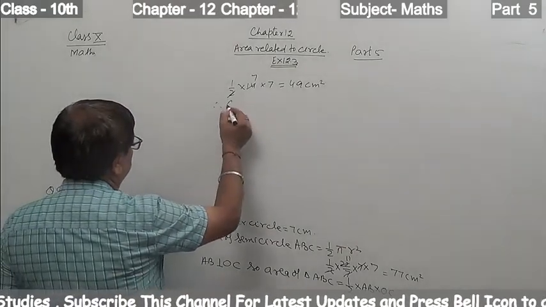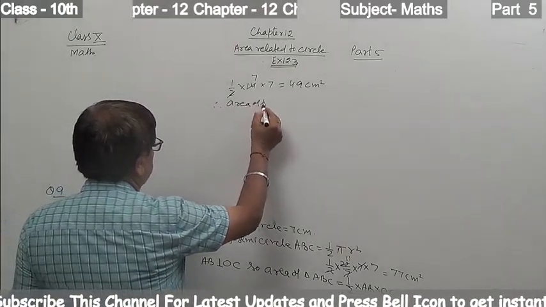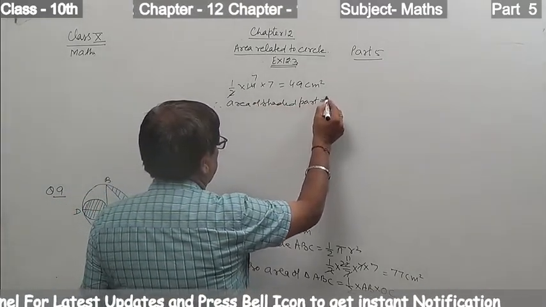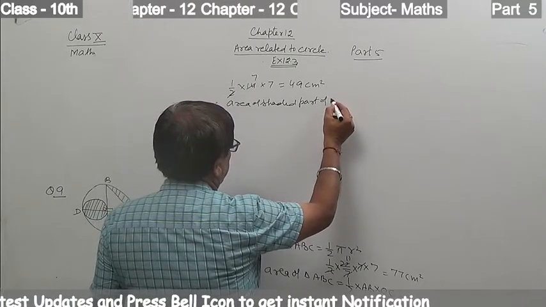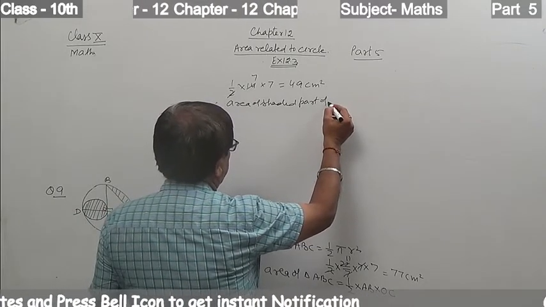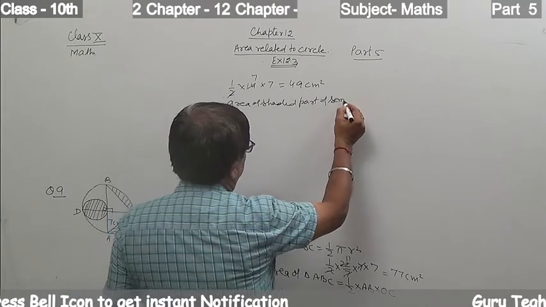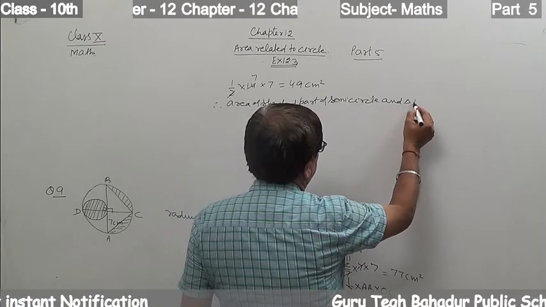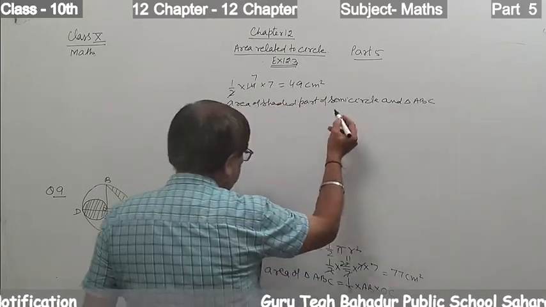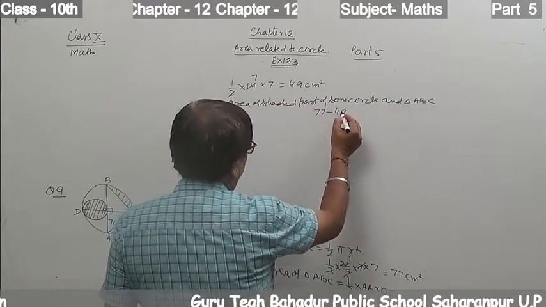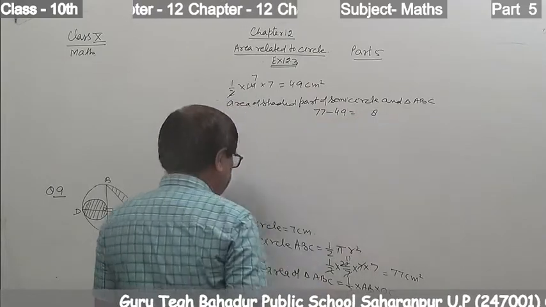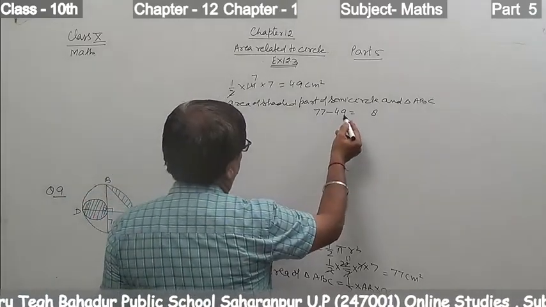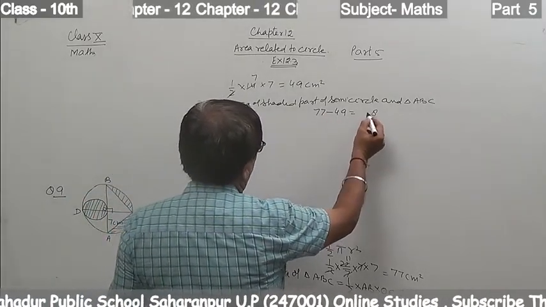Therefore, area of shaded part of semicircle and triangle ABC is 77 minus 49. 17 minus 9 is 8, 6 minus 4 is 2, so 28.